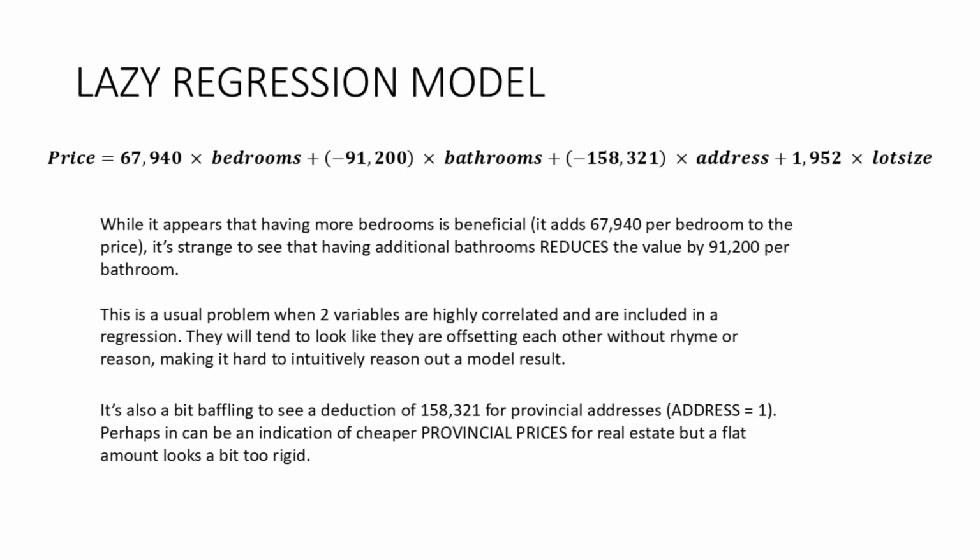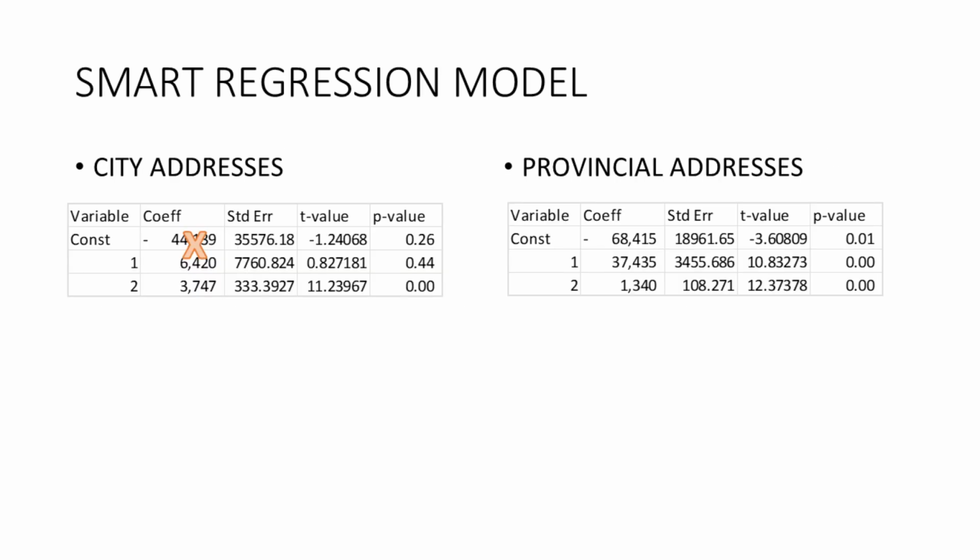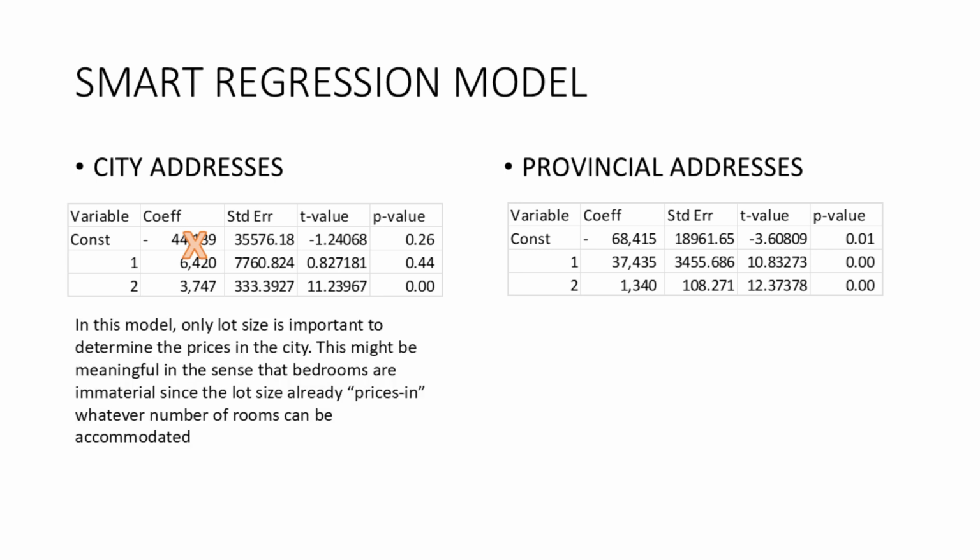It's also a bit baffling to see a deduction of 158,000 plus for provincial addresses, or address equals 1. Perhaps this can be an indication of cheaper provincial prices for real estate, but a flat amount looks a bit too rigid. Analyzing the smart regression model for city addresses, for example, in this model, only lot size is important to determine the prices in the city. This might be meaningful in the sense that bedrooms are immaterial since the lot size already prices in whatever number of rooms can be accommodated, meaning you don't artificially increase the prices by just adding more bedrooms in the city model. Again, just a reminder, this is hypothetical.